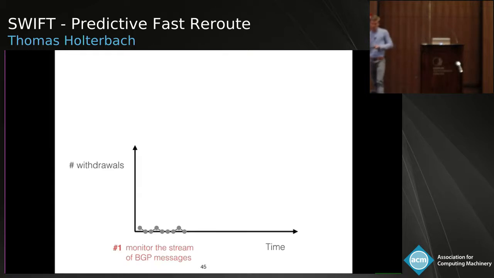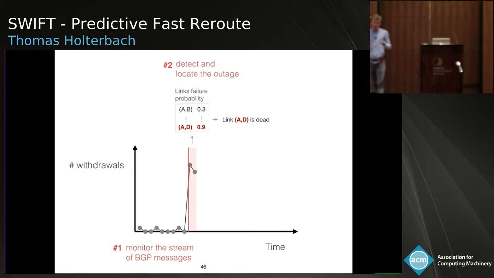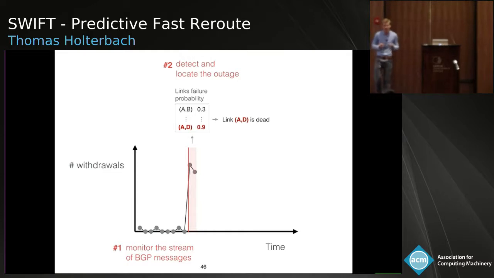So Swift in IS1 will monitor the withdrawals. Prior to the failure, the number of withdrawals is quite low. Upon the failure, we will observe a peak of withdrawals. Then Swift will run a link inference algorithm. This link inference algorithm will compute for each link in the IS graph a link failure probability, and will return the link with the highest link failure probability, AD, for example, in this case.